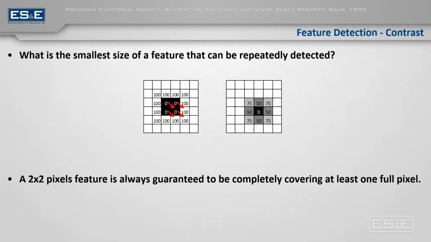So what's the smallest size of feature that can be repeatedly detected? We say that a 2 by 2 pixel feature is always guaranteed to completely cover at least 1 full pixel. This is not something we get into a lot, but when we're setting our threshold on our application and on our perfectly good image when we start a machine vision application, we can look at these numbers and make a start from what our threshold should be, depending on what kind of feedback we get from the machine vision software.